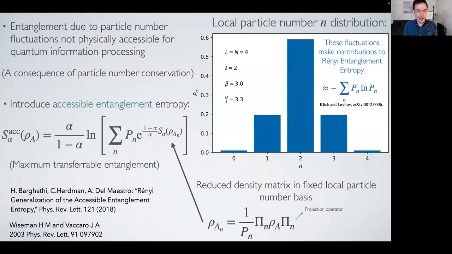Here again, alpha is just a number, but notice that now instead of working with rho A, we actually work with a reduced density matrix that has been projected into the basis of fixed local particle number in the A subregion. And consequently, this also fixes the particle number in the B subregion.